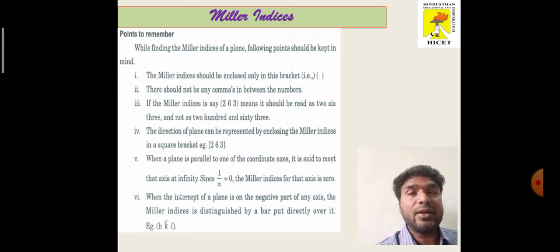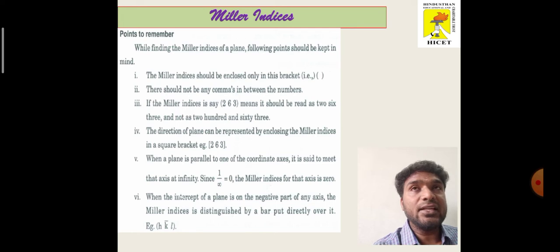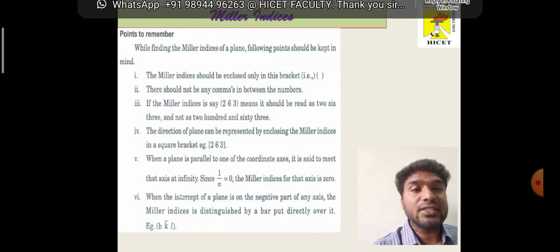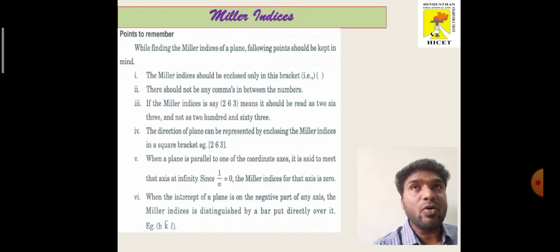And at the same time, suppose the intercept is along the negative side of the coordinate axis, then its Miller index will be represented as a bar over the number.